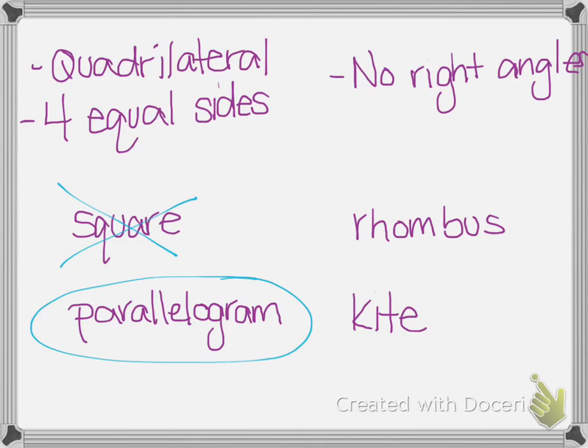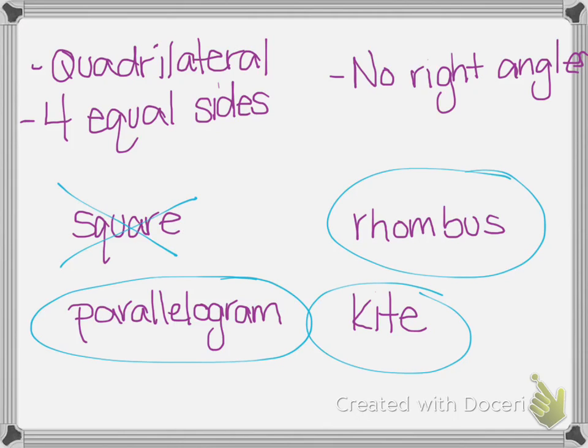The next one, a rhombus, does have 4 sides. It could be equal sides. It is a quadrilateral, and it doesn't have right angles, so a rhombus could work. Kite, again, is a quadrilateral. It could have 4 equal sides, and it does not have any right angles, so a kite would also work.